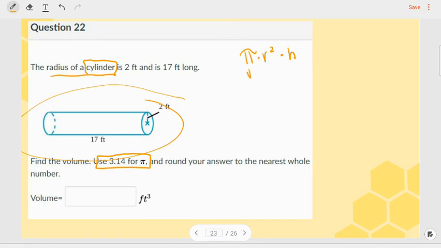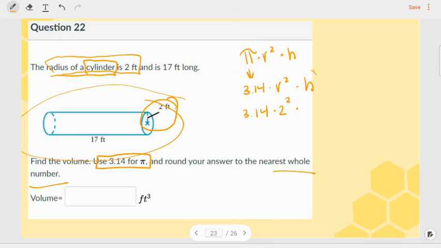So I'm going to rewrite my formula: 3.14 times r squared times height. And we're going to round our answer to the nearest whole number. So 3.14 times my radius. Well, what is my radius? I can see from the picture, half the circle is 2 feet, or I can read it in the sentence that it's 2 feet. 2 squared times my height.